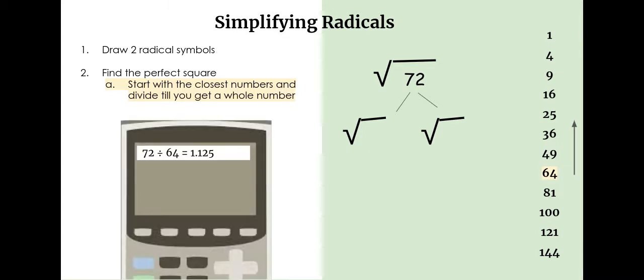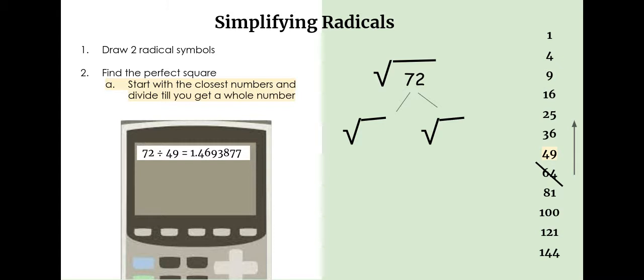72 divided by 64 is not a whole number. You get a decimal, 1.125. So that won't work for us. We're going to cross off our 64, and now we're going to start with 49. We're always going to move our way up the list of perfect squares. 72 divided by 49, you also don't get a whole number. You also get a decimal, so that won't work either.